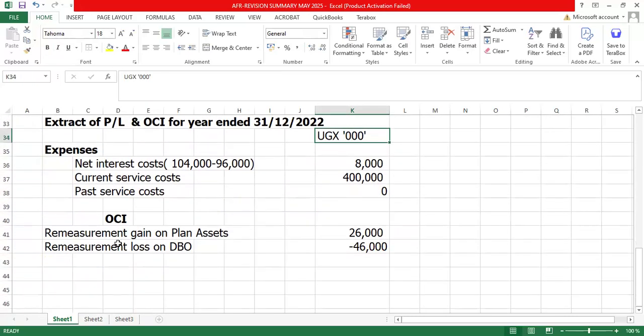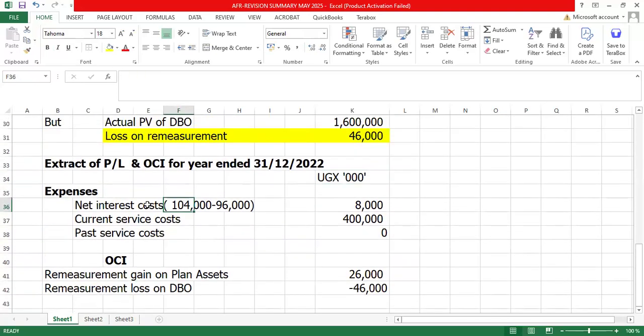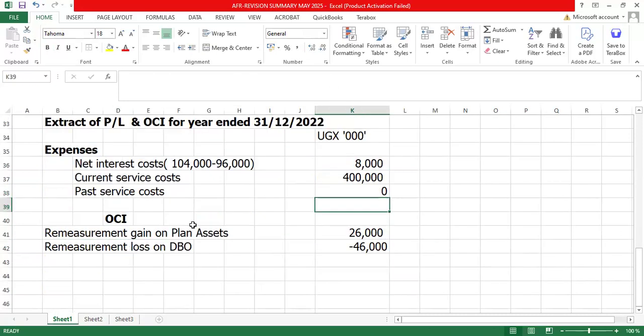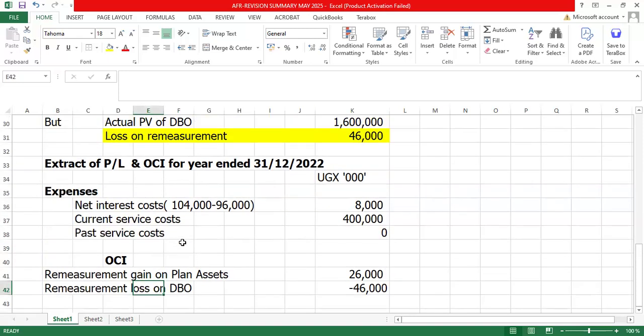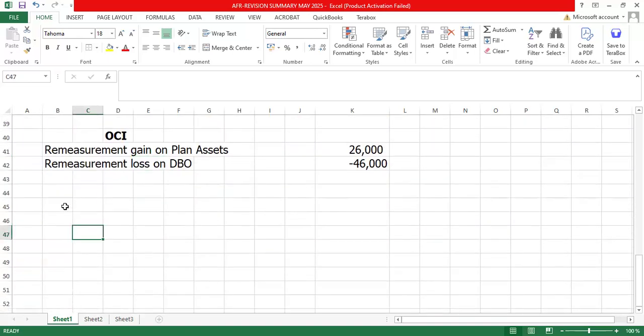That's enough. You have shown the examiner that our net interest costs will appear under expenses. You will also put current service costs, but here you don't need to indicate because we don't have. So under OCI, you put that. So you have shown what should appear in our PL and also under OCI. What about the balance sheet? What will appear in the balance sheet?